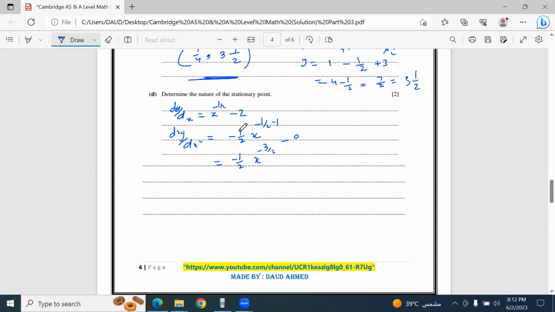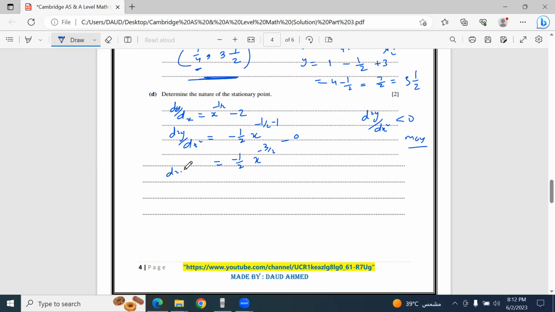We will check this derivative at the x value, which means 1 over 4, and see what it gives. If it is greater than 0, then it is a minimum function. If it is less than 0, then it is a maximum function. For example, d square y over dx square less than 0, then it would be a maximum. Okay, this is the nature of the root.